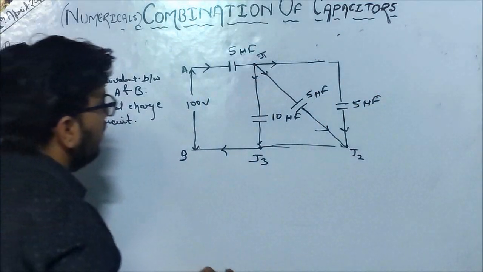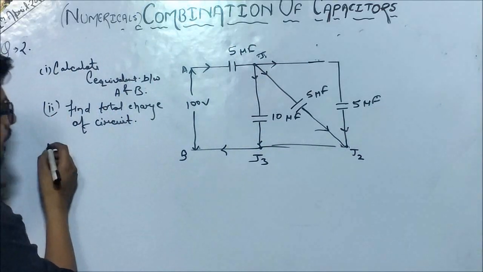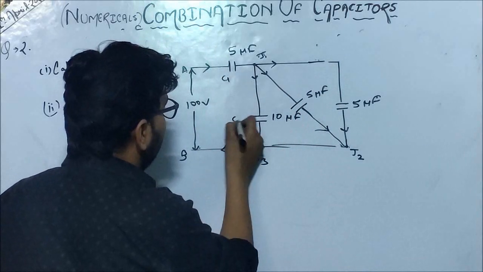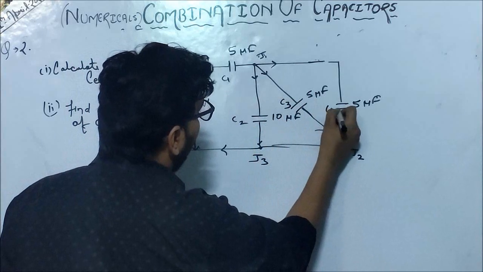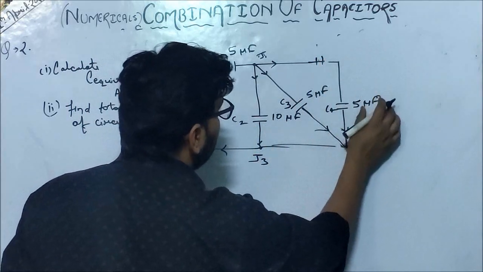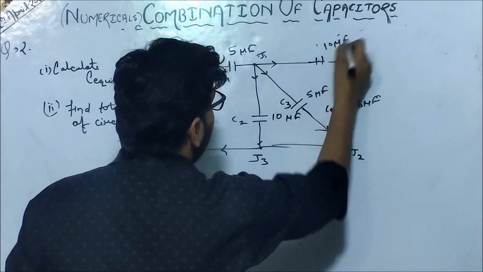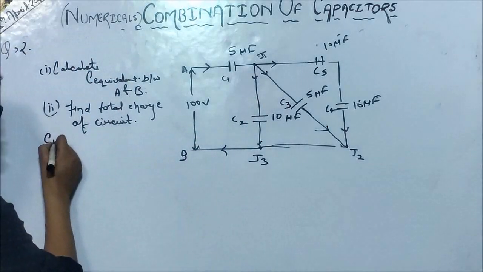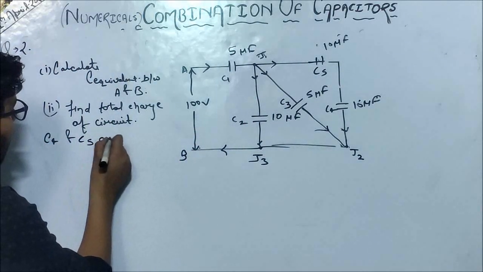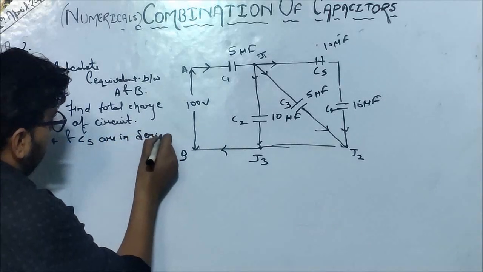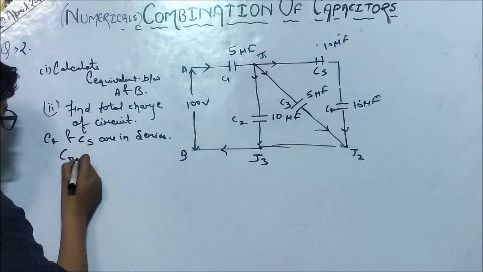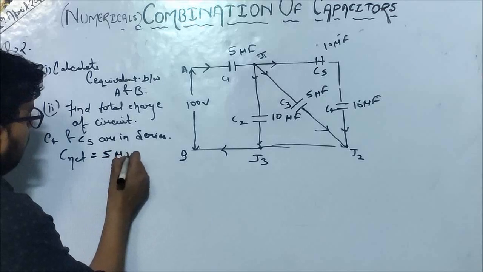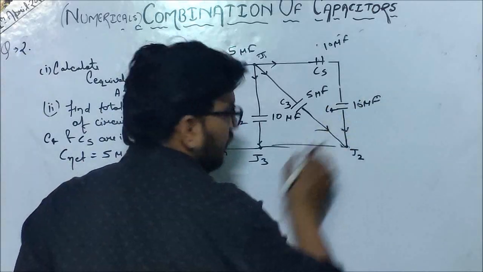So I can write it as, I didn't name that capacitor, so I write it as C1, C2, C3, C4, and that was C5. Now these capacitors are in series combination, so I can write that C4 and C5 are in series combination. So C net I am writing directly, but you have to solve. So C net is 5 microfarad.